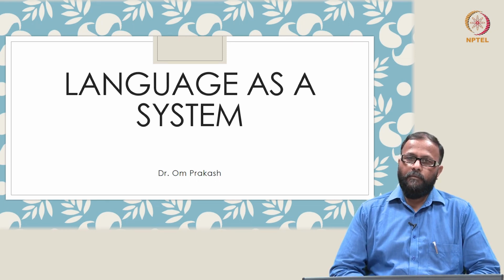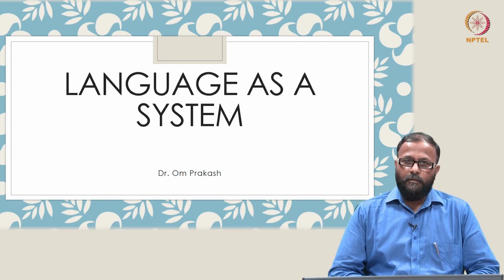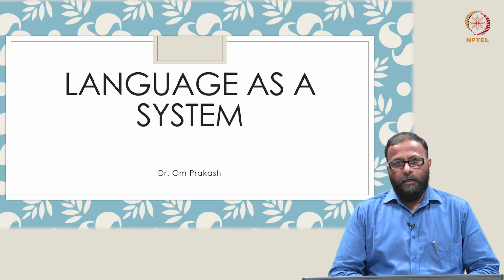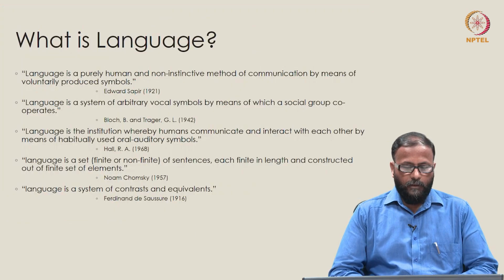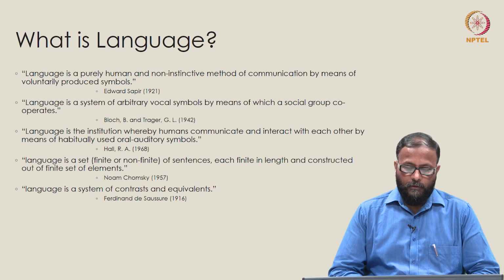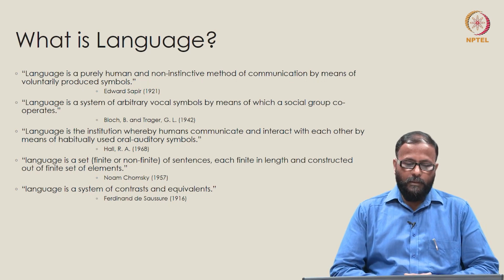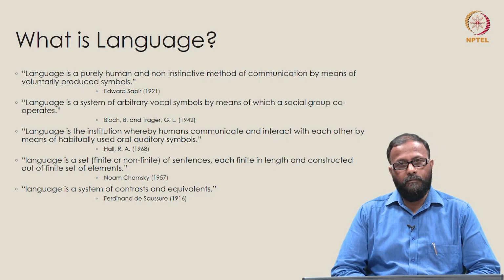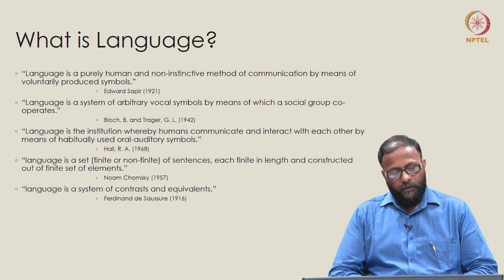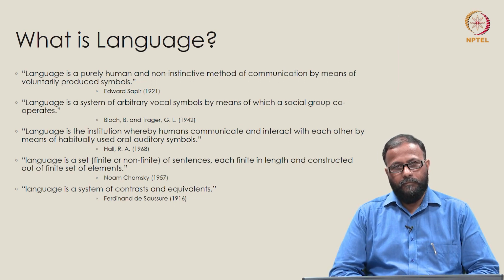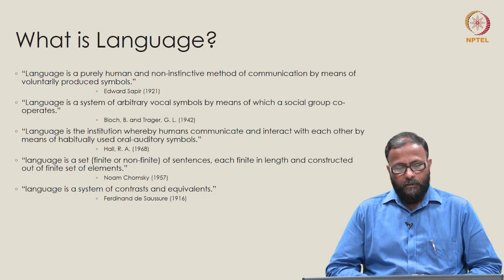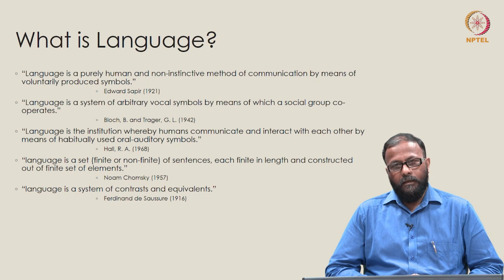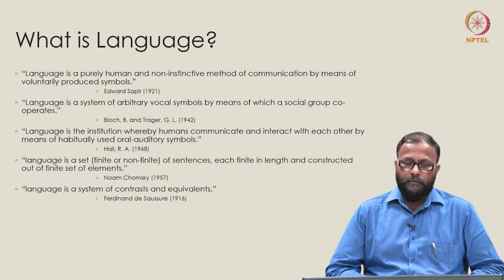But before we talk about language as a system, let us try to understand what language itself is. Many scholars have tried to explain language as a phenomenon, a social phenomenon, a human phenomenon. But we'll talk about a few important perspectives, like Edward Sapir, who says language is a purely human and non-instinctive method of communication by means of voluntarily produced symbols. Now, we need to understand two very crucial points in this statement: one, purely human, and number two, voluntarily produced symbols.